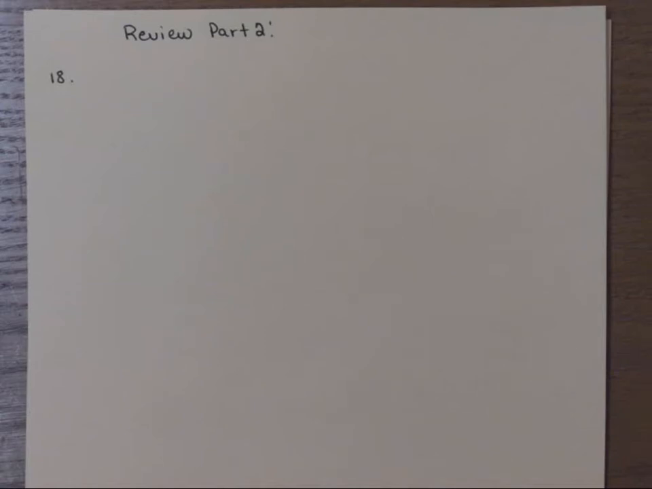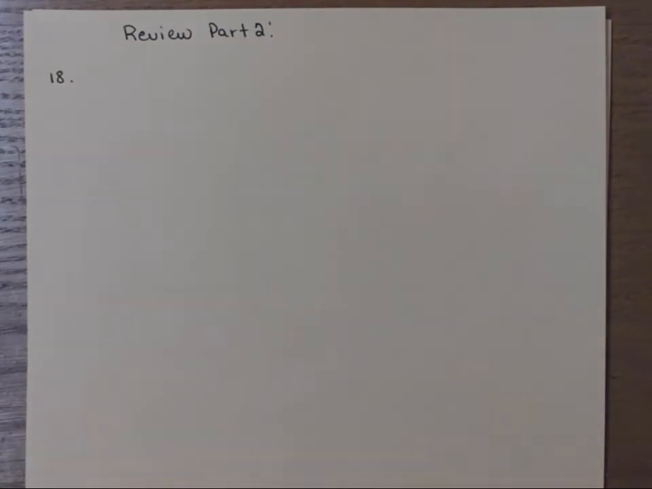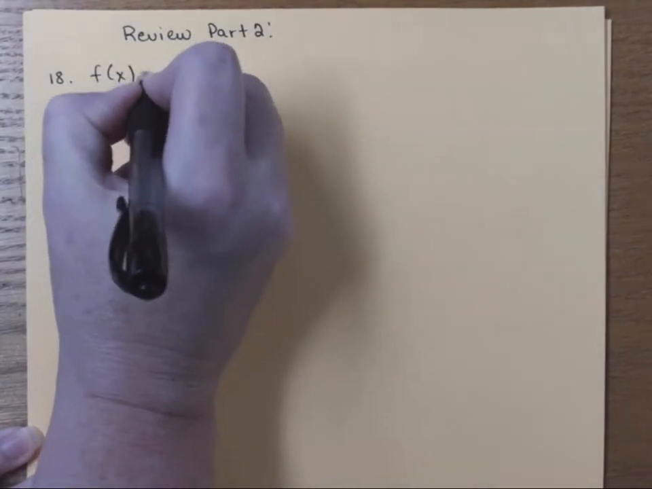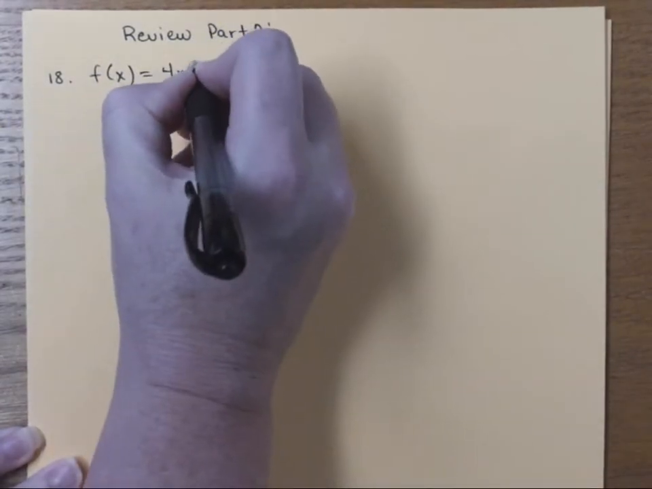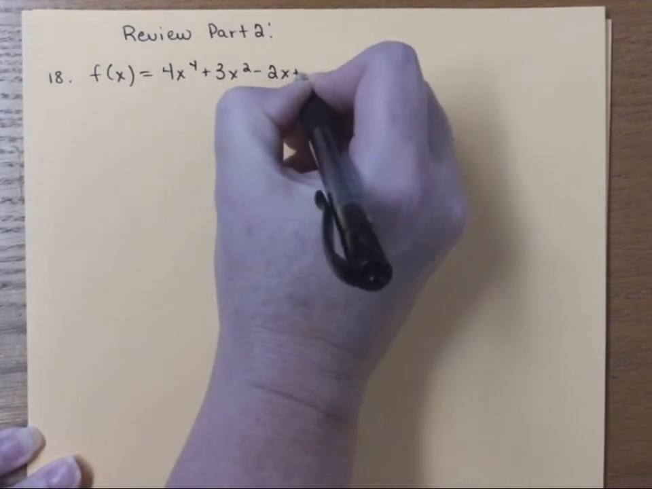All right, so let's get to the second half of the review. So notice numbers 18 through 29 are really just a bunch of derivatives, but using a variety of the methods that we've talked about this semester. So this first one's probably the easiest one of that group.